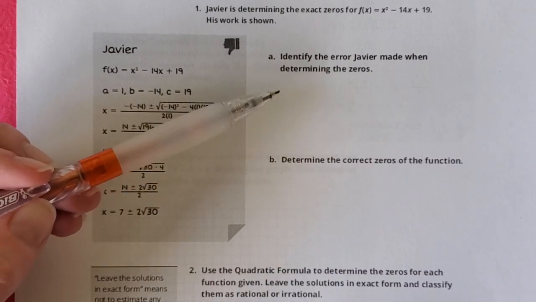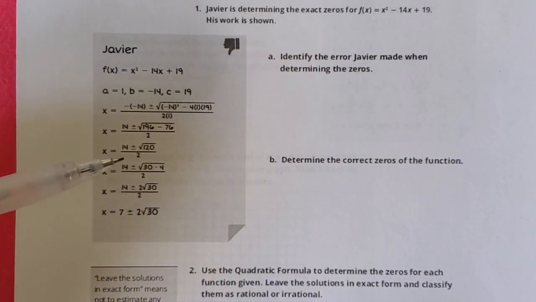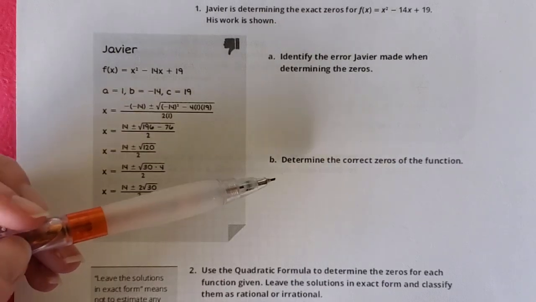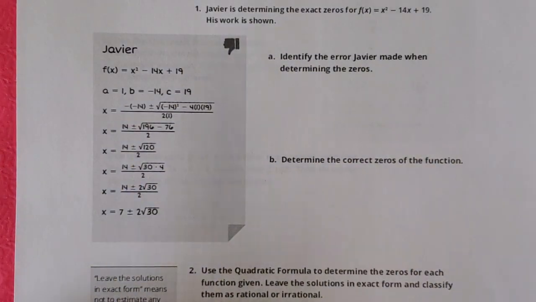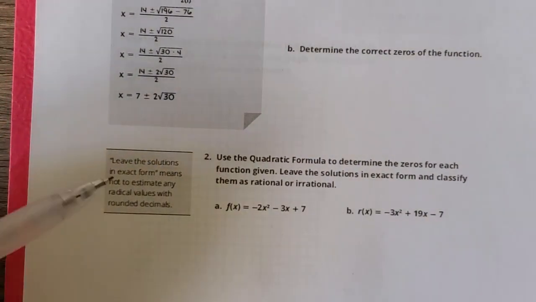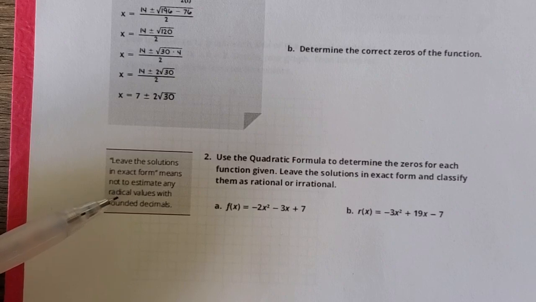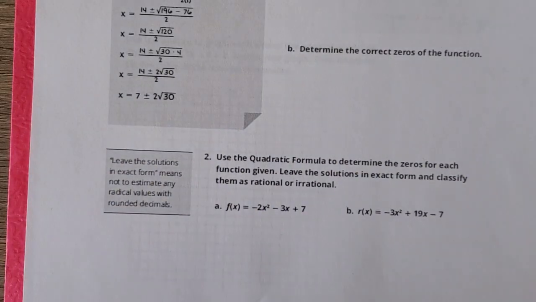So write down here what error you determined he made. Check all his steps and find his mistake. And then you're going to solve using the quadratic formula correctly and get the correct answer. Okay. And when it says leave the solutions in exact form, it means not to estimate any radical values or round decimals. So if you're asked to leave the solution in exact form, then you're going to simplify your radical.